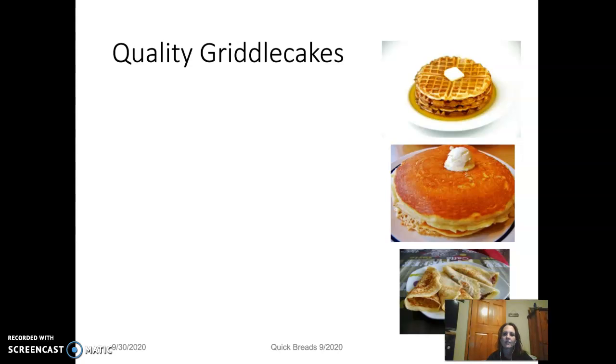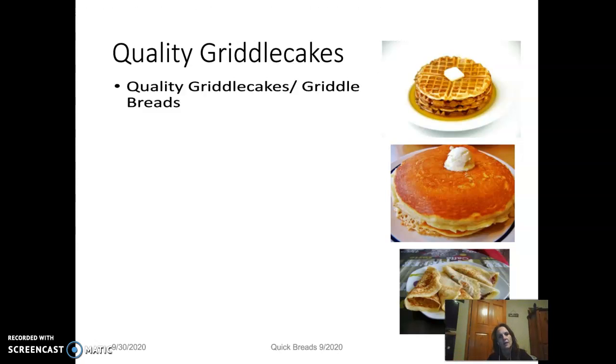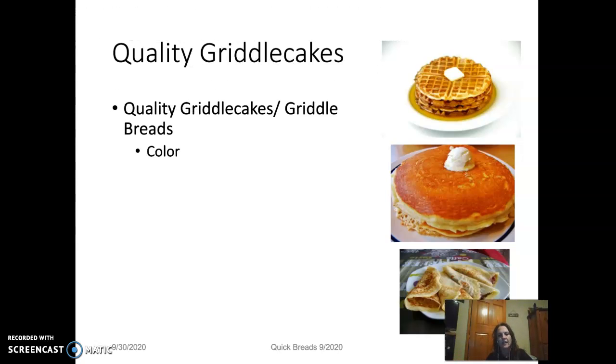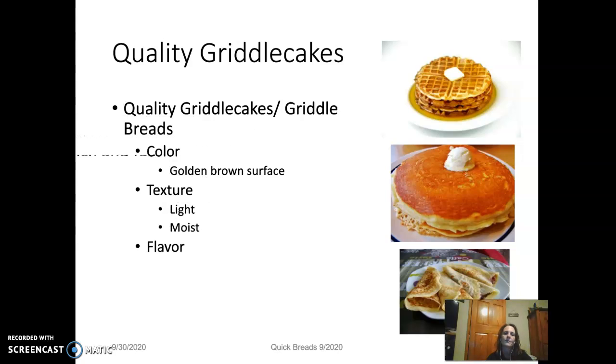Then we have quality griddle cakes. Again, our griddle cakes are things like our waffles, pancakes, and crepes. Quality griddle cakes will have a good color, right? Golden brown. They'll be nice and tender and light. They'll be moist, and the flavor will be rich and full.